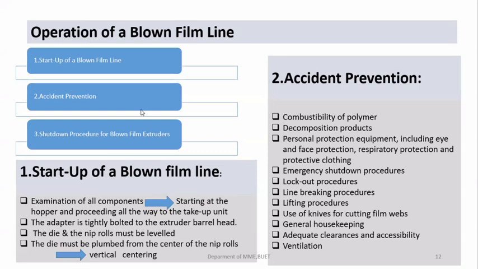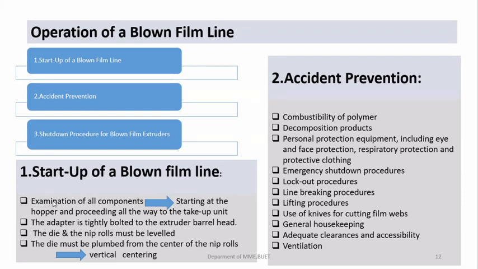Hello, assalamu alaikum. I am Fedusonic, Role 39. I will talk about the operation of a blown film line. The operation of a blown film line consists of three steps. First one is startup of a blown film line. Second is accident prevention, and third is shutdown procedure.